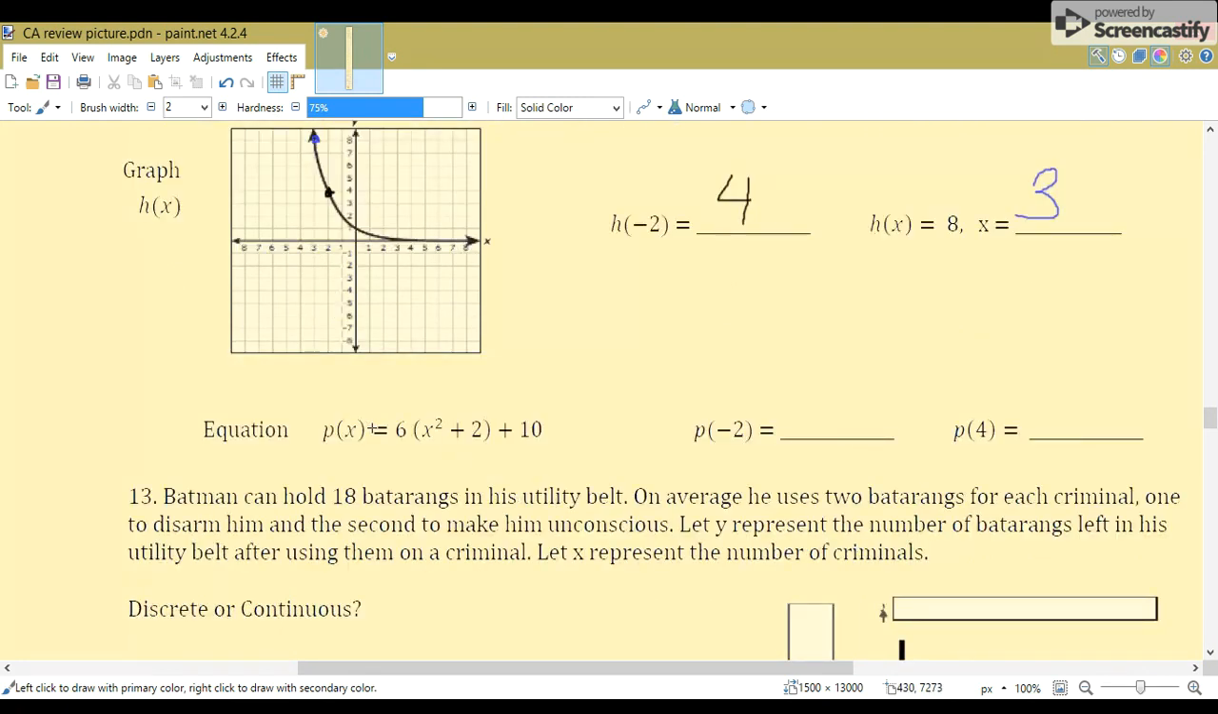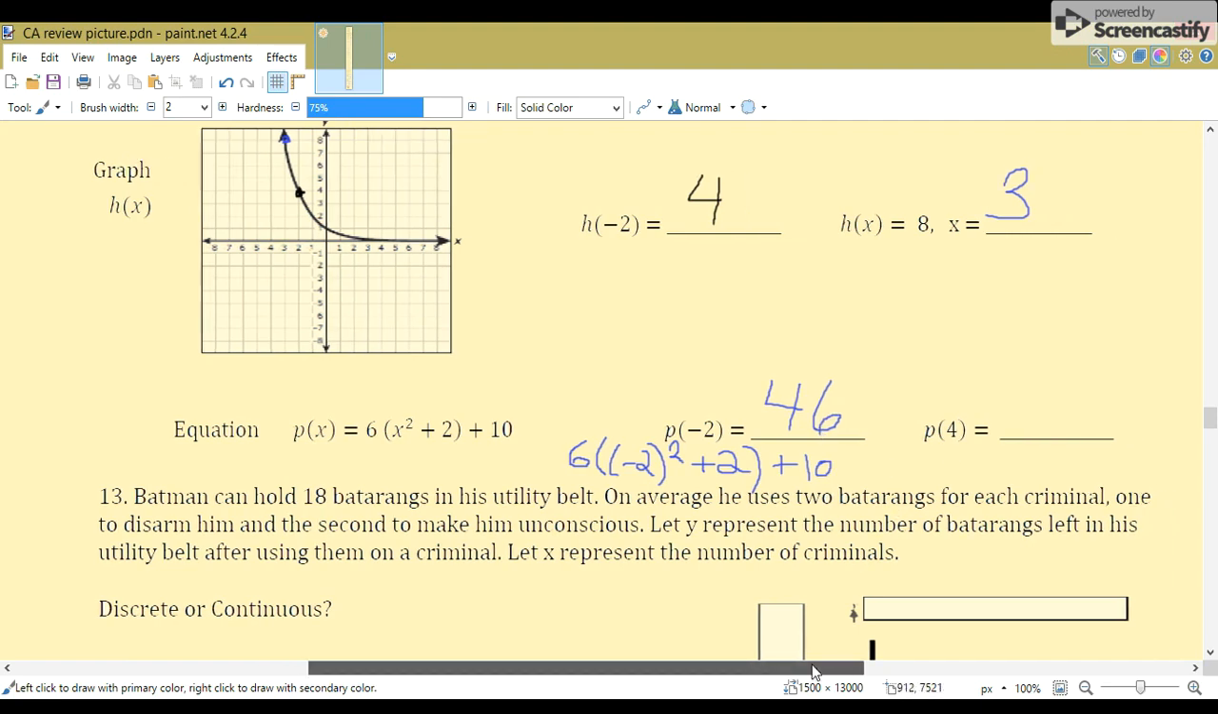And let's look at our equation. P of x equals 6 parentheses x squared plus 2 close parentheses plus 10. P of negative 2. So you want to evaluate this. So you have 6 parentheses negative 2 close parentheses squared plus 2 close parentheses plus 10. This is exactly what you would put in the calculator. Don't forget parentheses matter. Put extra parentheses if you need to. And if you plug that in, you get 46.